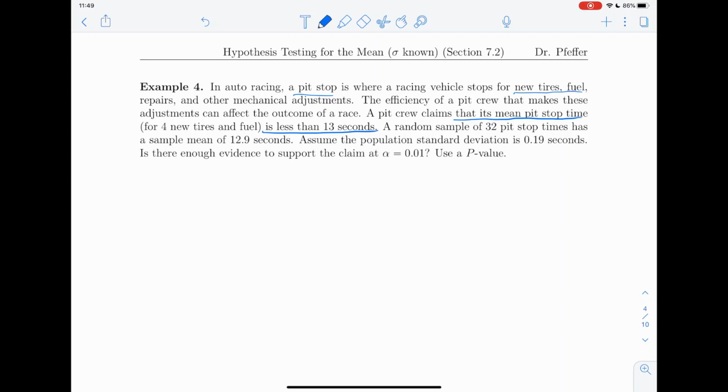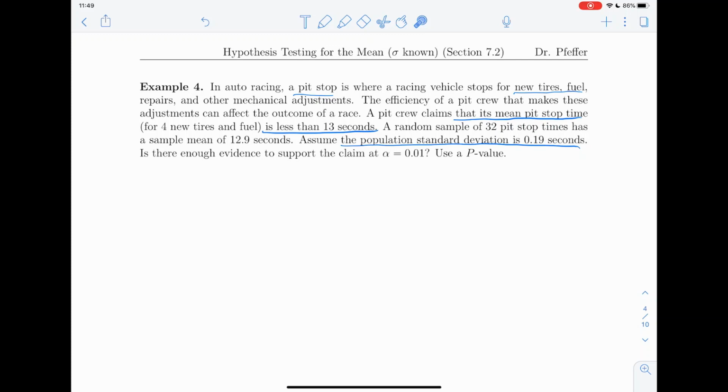Okay? You say, oh, maybe that's true. I don't know, we'll see. You take a random sample of 32 pit stop times that they have, and you compute a sample mean of 12.9 seconds. You assume that the population standard deviation is 0.19 seconds. So you know the standard deviation, that's important. And so now you want to see whether there's enough evidence to support the claim using a p-value and comparing it to a level of significance of 1%.